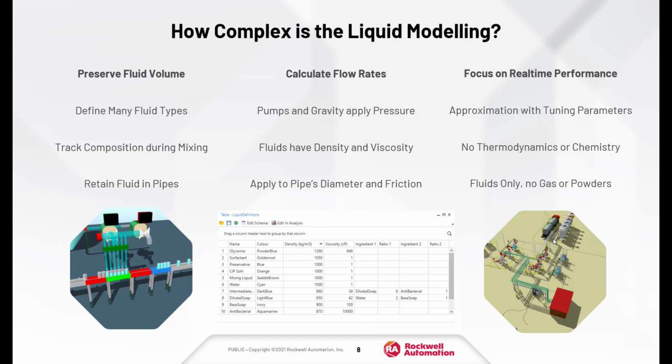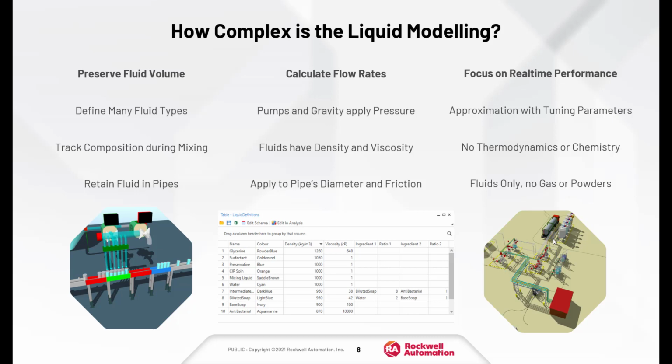We obviously need some level of detail in order to get the right sort of flow rates. So within the catalog, we can define different fluids, and these fluids have their own density and viscosity properties. The fluids are tracked as they move around our system, and their volume is retained. We also track their composition as they mix together. They move around according to pressure, and pressure is applied by gravity and by pumps, and their flow rate is determined by the pipe's diameter that they're pushed through and the friction of the pipe. And we also have properties to give you global scaling and tuning as well.